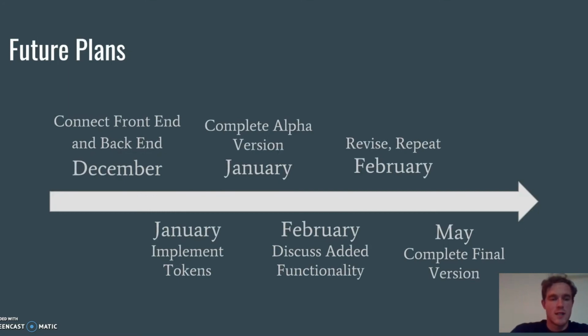So for our future plans, we plan to finish our API gateways and connect the front end to the back end in December. In January, we're going to implement the tokens and complete our alpha version. And so at that point, we'll actually have all our previously discussed functionality done. So we were thinking in February, we'll discuss adding more functionality with the extra time we have left. In February, we're going to be revising what we have, and then in May, we should have our final version complete.